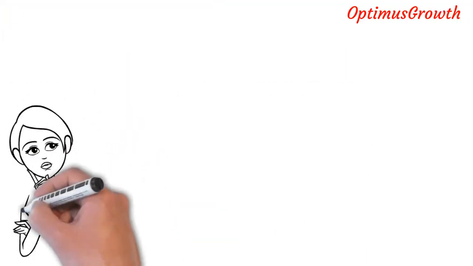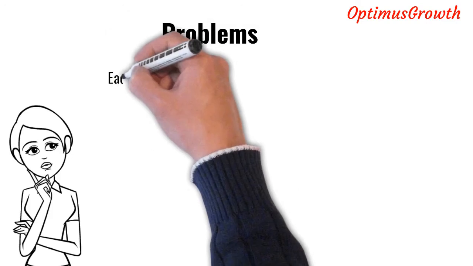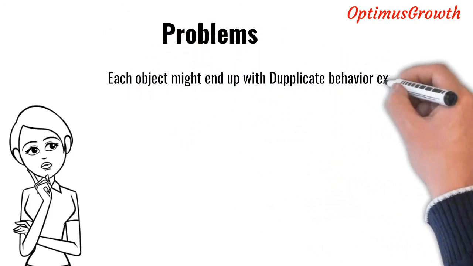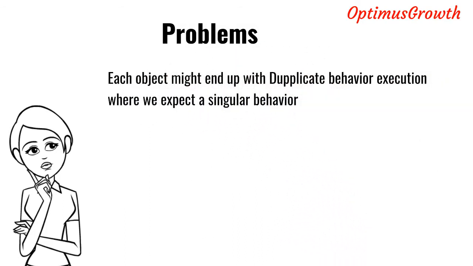Seems like you already started getting the smell of the problems, and I think you are going in the right direction. The first problem is each object which we create might end up behaving in a duplicate manner where we are expecting to have a singularity. So we didn't want it to have two different timers doing the same things. It could have been nicer that how many objects we create doesn't matter, but it will execute a single timer only.